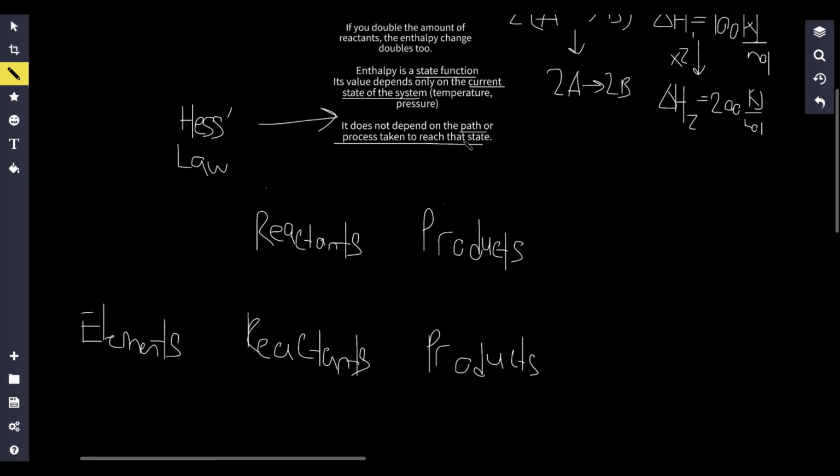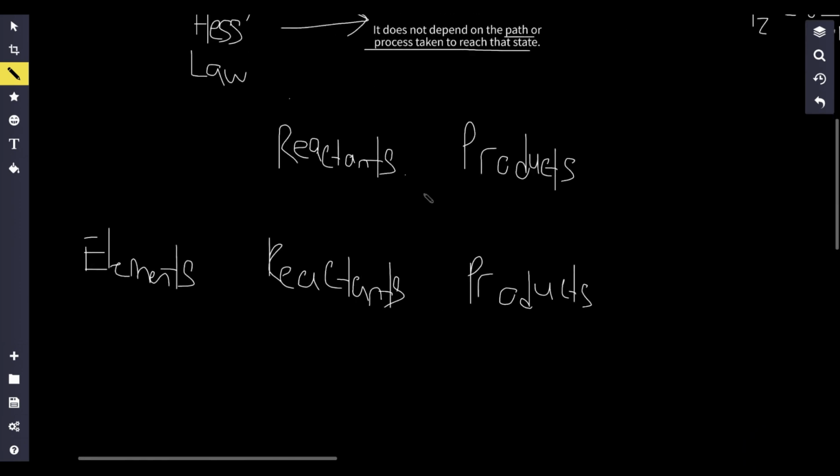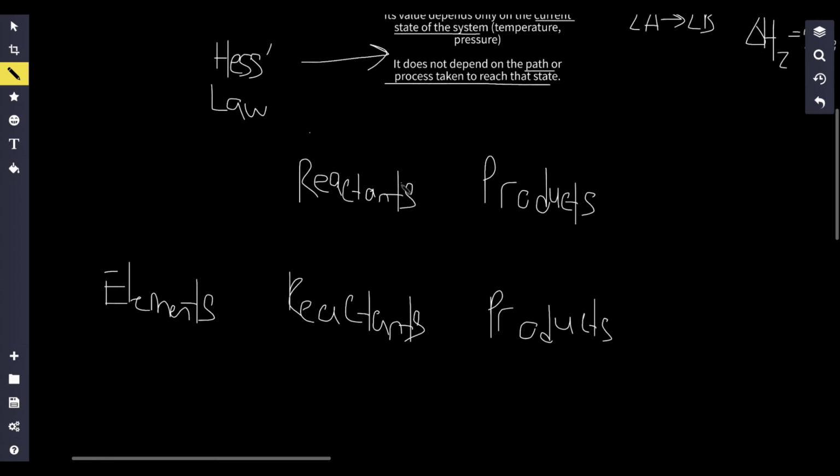Now, one way for your reaction to occur is if your reactants just turn into the products, right? This is normally how you would represent a reaction. So this is going to lead you to some sort of change in enthalpy, right? When your reactants turn to products, this is going to lead you to a change in enthalpy.